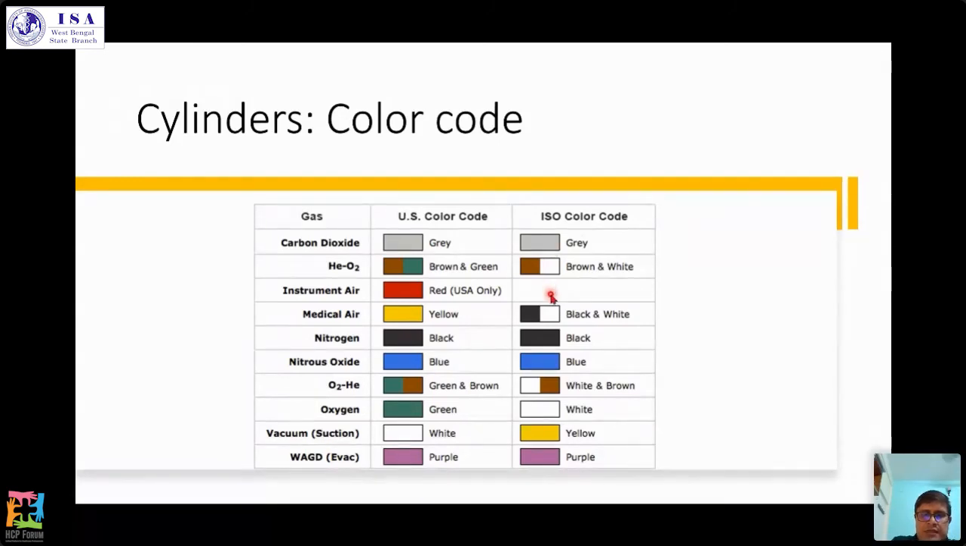Of the other cylinders, carbon dioxide is gray, and instrument air is black and white. Nitrogen is black. Air is a mixture of nitrogen and oxygen, so medical air would be black and white. Nitrous oxide is blue. The neck would have, like if you cut a pizza into four pieces, alternating quadrants of blue and white. Vacuum is yellow, and the evacuation is purple.